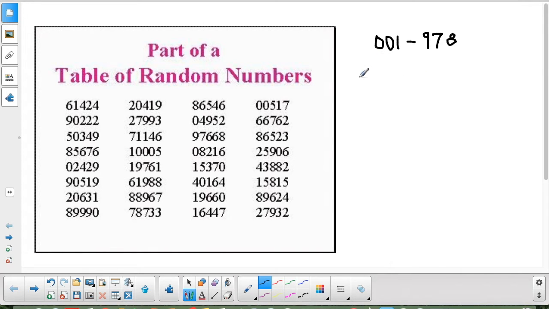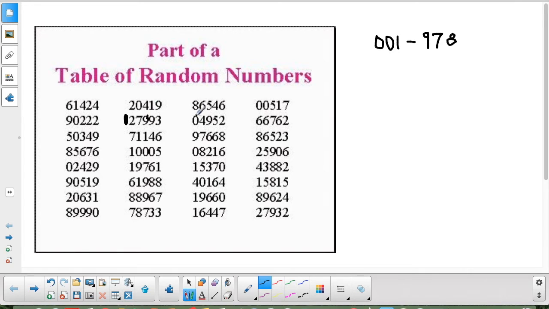But let's say I had 20 trees, I would go from 01 to 20. If I had single digits, if I only had 8 trees, I would go from 1 to 8 and number them accordingly. Anyway, so I number each tree from 001 to 978. Then I start anywhere on the random number table. Most of the time you pick a random spot. So this is where I'm going to start right here. And then I break this into groups of 3.